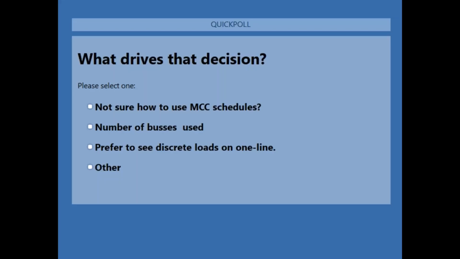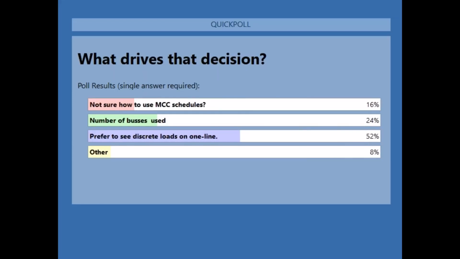Okay, we're close. Let's give this another 10 seconds. Thank you for participating. Here's how people weighed in on this. Excellent. So it looks like a majority prefer to use discrete loads on one line.